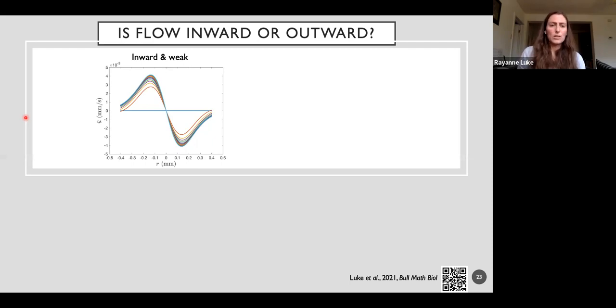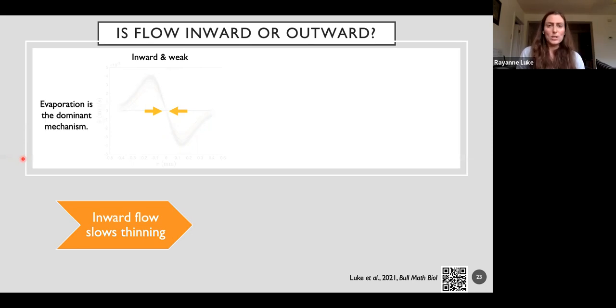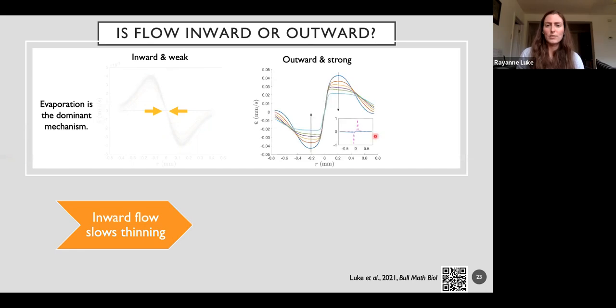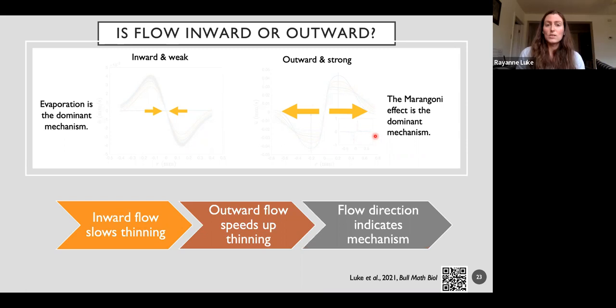So if we have an example here on the left, where the flow is inward and weak, that is going to slow thinning down because it's acting against the thinning. And it suggests that evaporation is dominating the thinning. In contrast, if we look at flow that is outward and strong, that's going to speed up the thinning, and it's going to suggest the Marangoni effect is dominating. And so just by looking at the flow direction, we can get an idea of which mechanism is dominating the breakup.